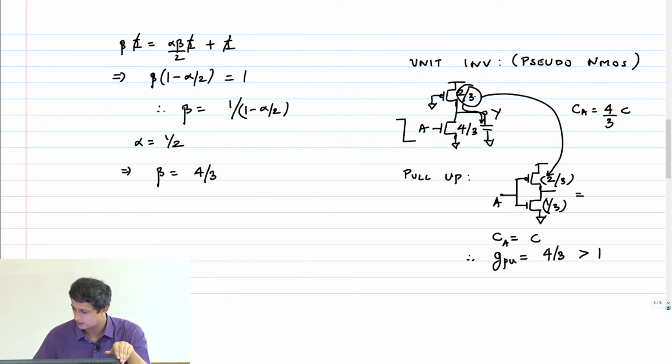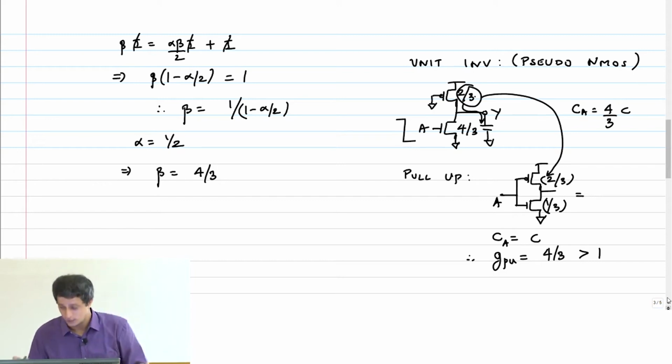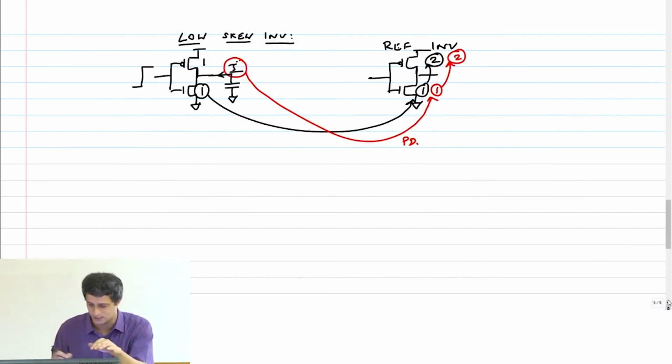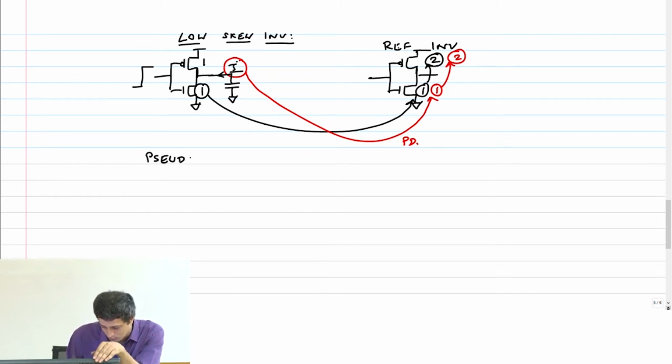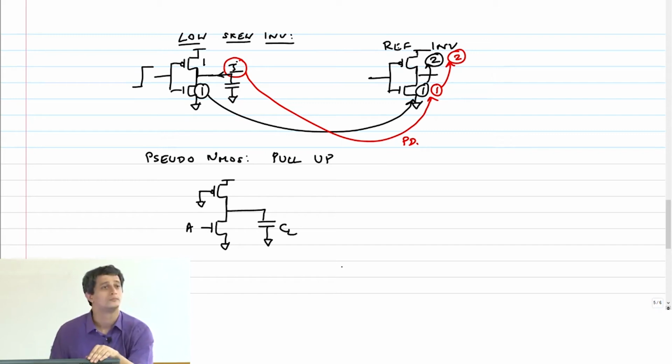No, I didn't understand. No, that's what I said. So okay, good question. Let's rework out this pull up case, right? For my pseudo NMOS pull up. A, this is my load capacitor, CL.